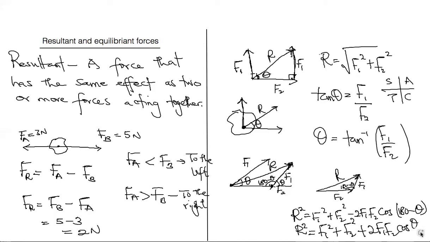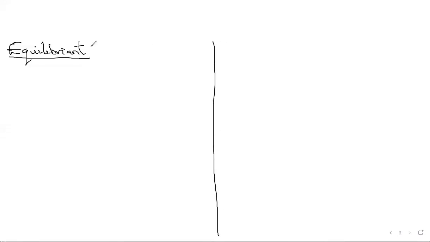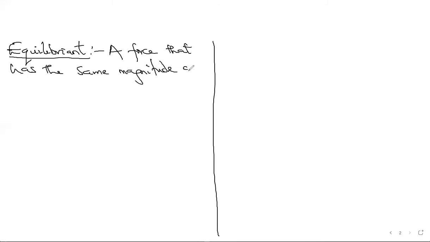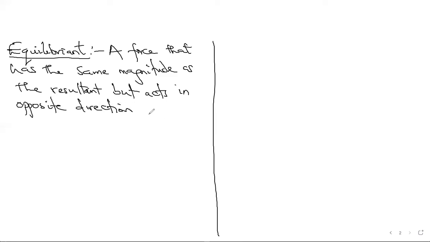So what is equilibrant? Equilibrant is a force that has the same magnitude as the resultant, but acts in opposite direction to it.